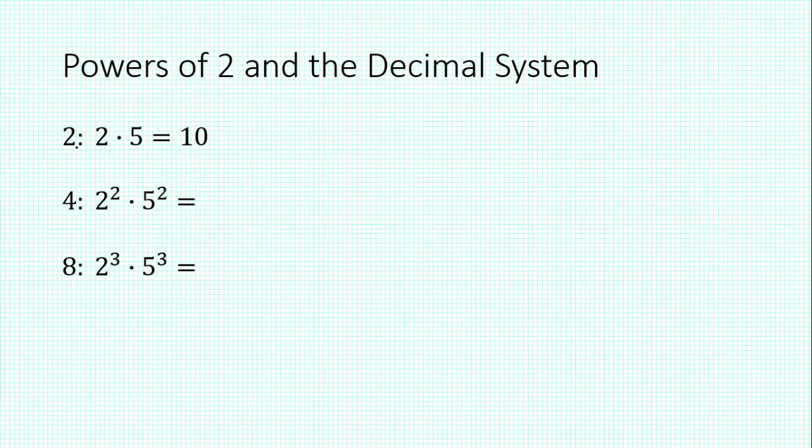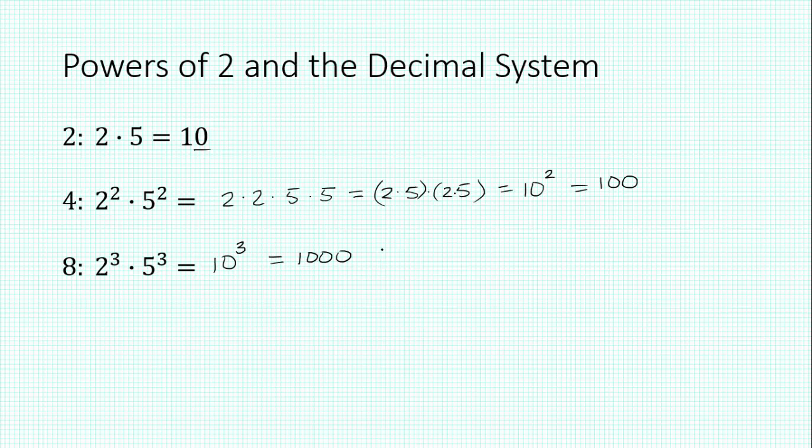2 to the 1, if you multiply it by 5, you get 10. Notice what happens when I square 2. 2 squared times 5 squared can be rewritten as 2 times 2 times 5 times 5, or 2 times 5 times 2 times 5, which is 10 squared, which equals 100. 10 squared is more important for number theory purposes. Focus on the 2. Likewise, 2 to the third times 5 to the third is the same as 10 to the third, which equals 1,000.